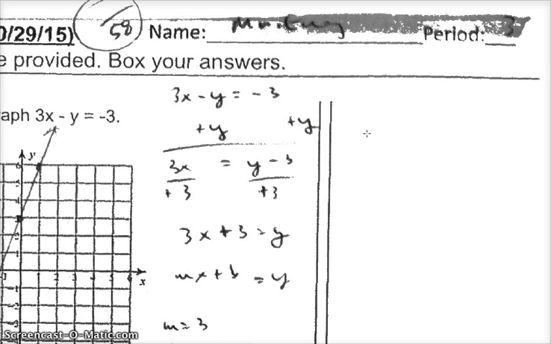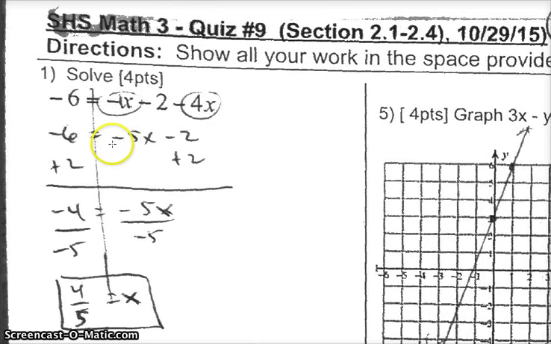And you should be actually doing the whole problem again, because you guys have noticed very similar problems I do put back on your quizzes or tests. Okay? Question number 2.